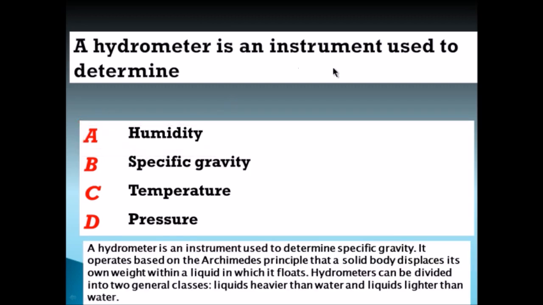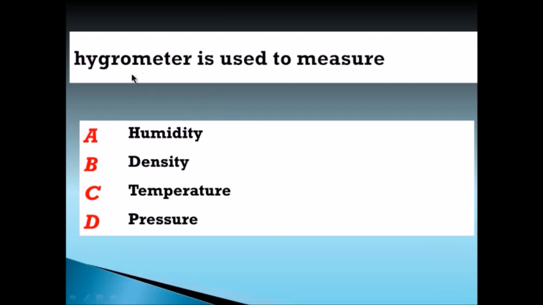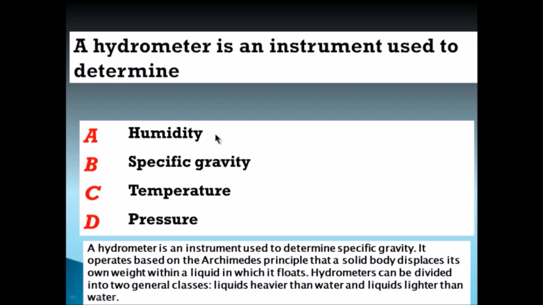A hydrometer is an instrument used to determine... what is a hydrometer used for? Generally in exams there is confusion between hygrometer and hydrometer. A hydrometer is an instrument used to determine the specific gravity. It operates based on the Archimedes principle that a solid body displaces its own weight within a liquid in which it floats. Hydrometers can be divided into two general cases: liquid heavier than water and liquid lighter than water. So the answer is specific gravity.